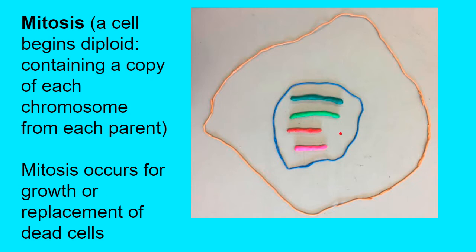So obviously this isn't as complicated as a human cell would be, but for the case of this model, we simplify it to make it easier to understand. But with humans, we'd have 23 pairs. Right now, we just have 2 pairs, but the pair part of this is the diploid part. So the overall purpose of mitosis is for growth or replacement of dead cells.